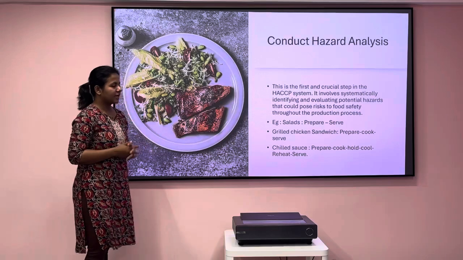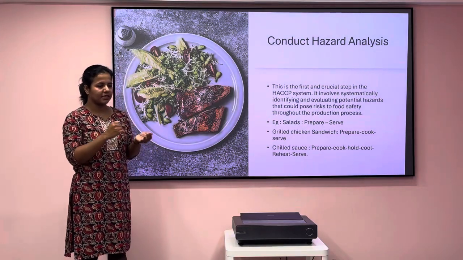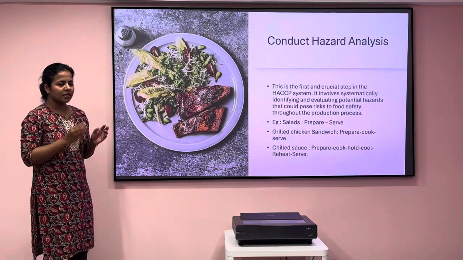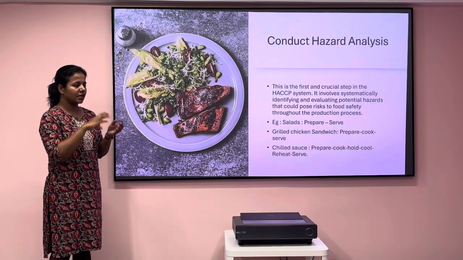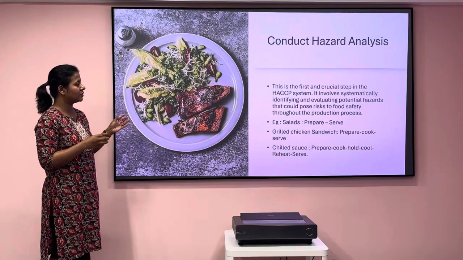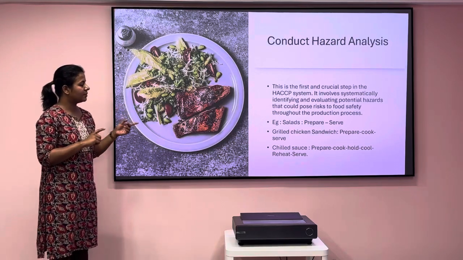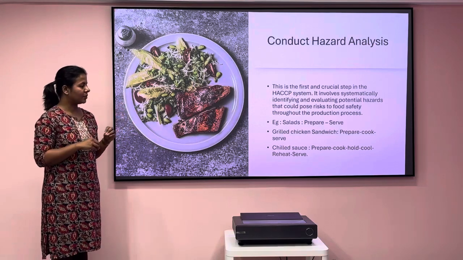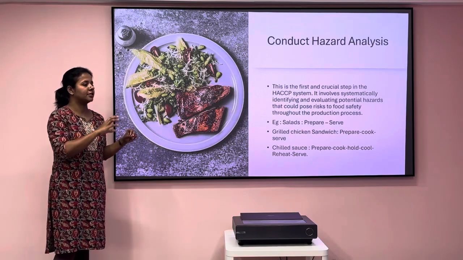I will give two or three examples. A simple example is salads. Salads involve only preparation and serving, only two steps, so we check at preparation time and at serving time. Grilled chicken also has preparation, cooking, and serving. Another example is chilli sauce: preparation, cooking, which is a critical control point, then holding, cooling, and reheating, which is also a CCP.